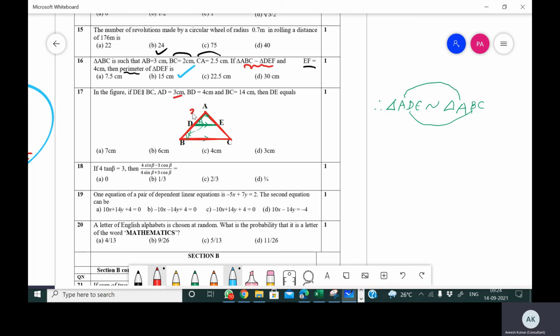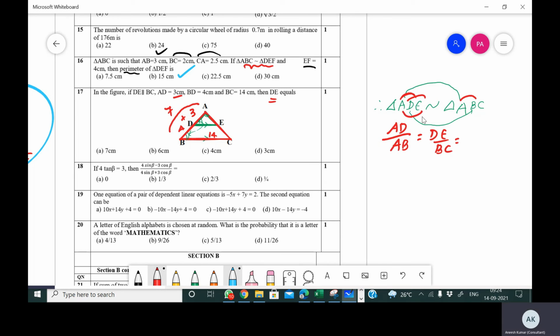And here it is given AD is 3, BD is given as 4. So what is the length of AB? Length of AB is 7 because 3 plus 4 is 7. BC is given 14. Then what is the length of DE? We have to find DE. Write the ratio of corresponding sides. It is AD, the first two letters. Its corresponding side is AB. AD by AB is equal to DE, the last two letters, DE by BC.